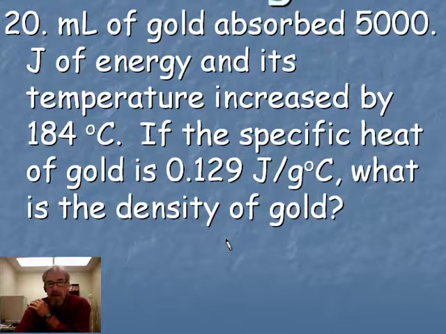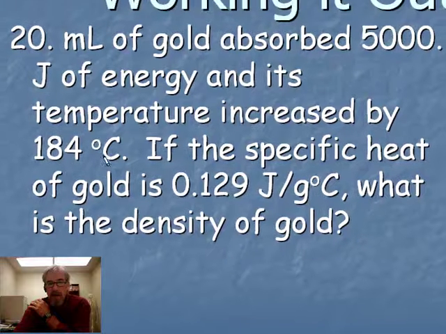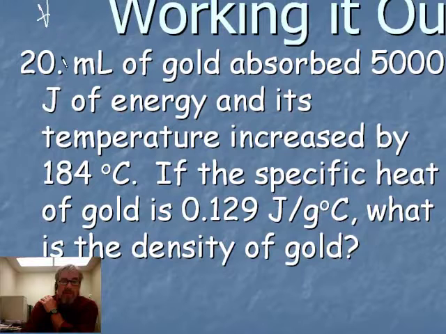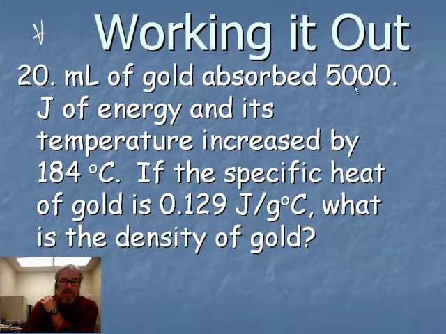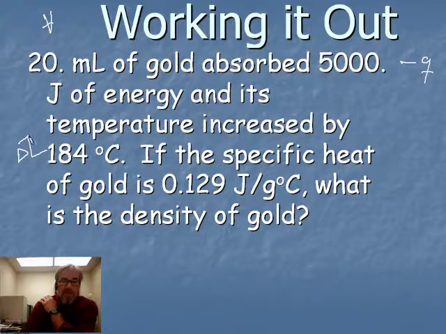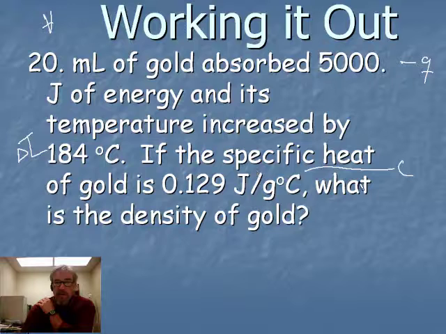Okay, here's my analysis. I see a volume, 20 milliliters. I see a Q, 5,000 joules. I see a change in temperature. The temperature increased by 184 degrees C. And I see a specific heat, so that's a C. Now I've got all the things I know in terms of symbols.